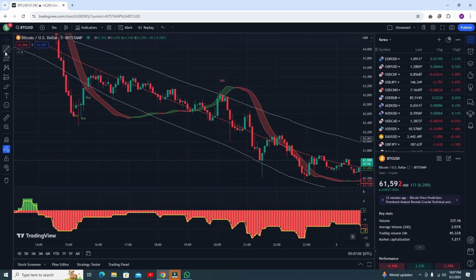And where you need to put your stop loss, just calculate the distance from the candle where you got the entry sell. Okay, you need to calculate the distance from this point to the lower band.